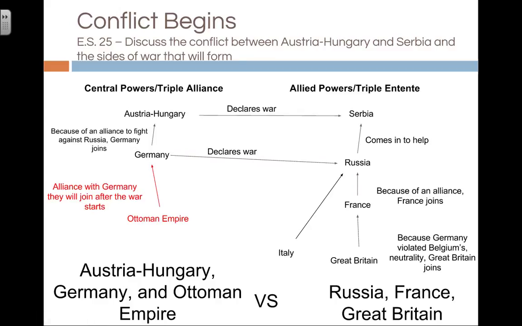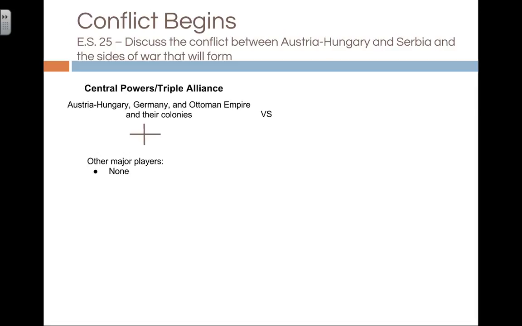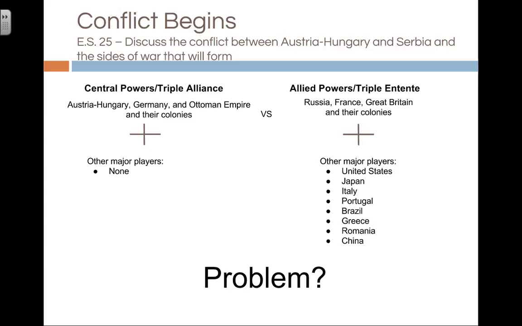Now, it's not just those countries. Other countries that we're going to see, well, unfortunately for the Central Powers, is none. Other major players that we're going to see form and support the Allied powers are all those: the U.S., Japan, Italy, Portugal, Brazil, Greece, Romania, China. Is there a problem that we see? Hopefully it's obvious that right off from the bat, the Central Powers are outnumbered. So what I want you to look at, take a look at those right there.